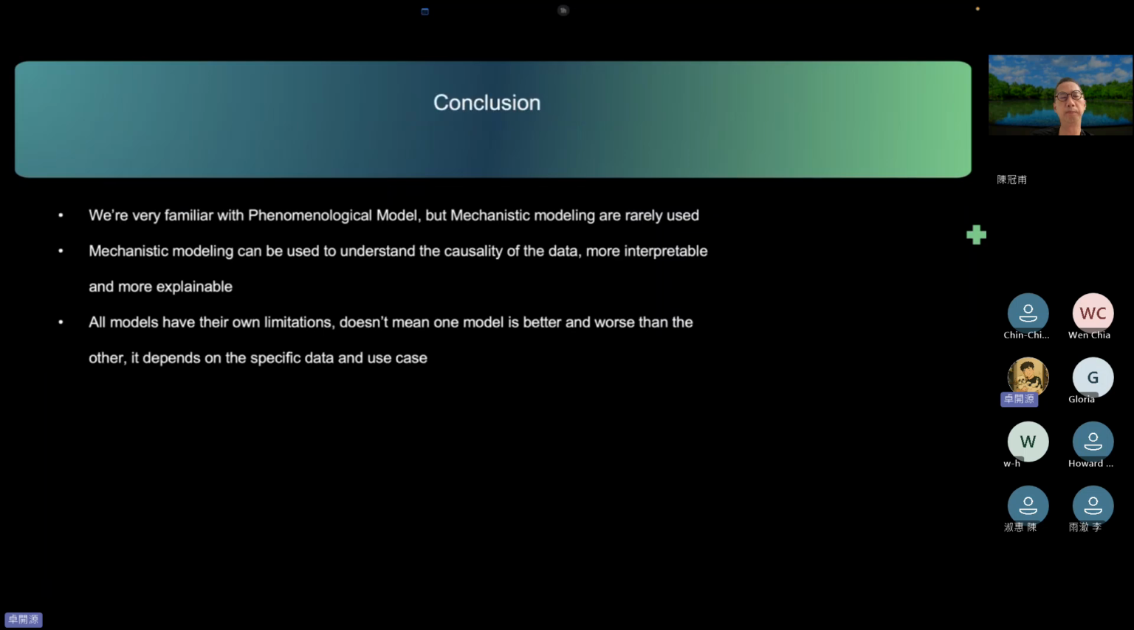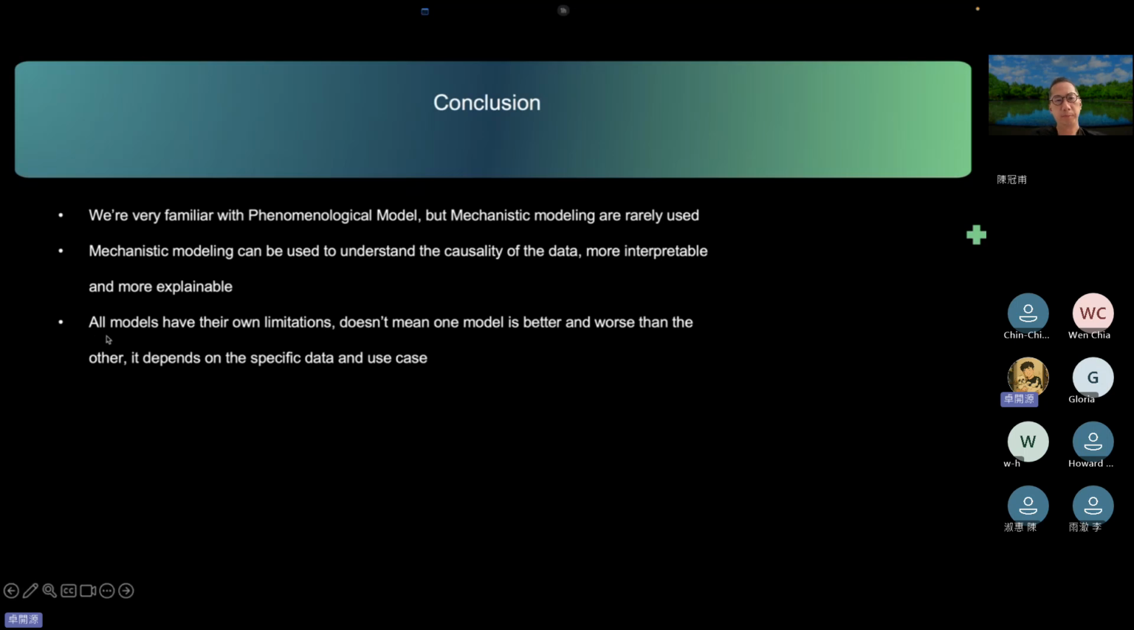So in conclusion, people in our lab are very familiar with phenomenological models, but mechanistic modeling is still rarely used in our lab. But since we are somehow focusing on causal machine learning and causal reinforcement learning as well, I think mechanistic models might be worth learning, since maybe they can be of some use to us in explaining causality between our data points.